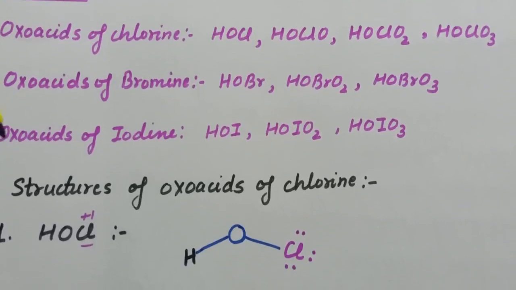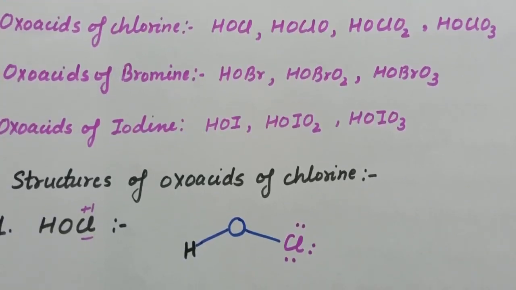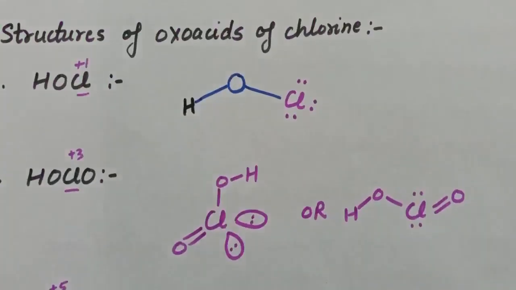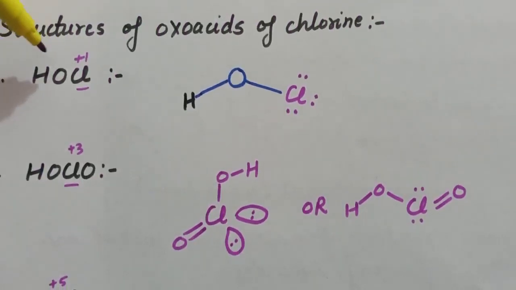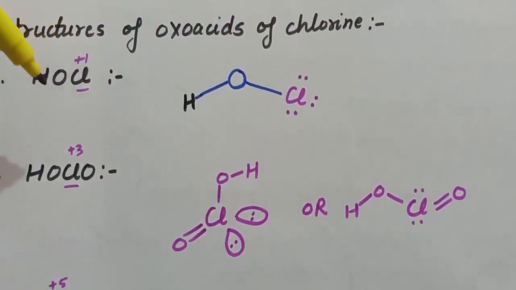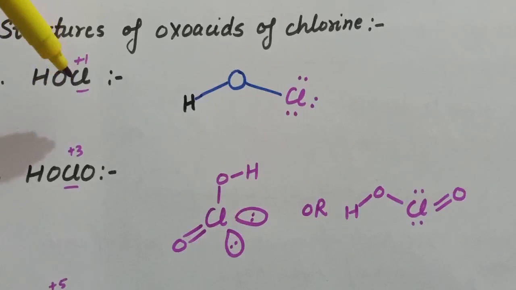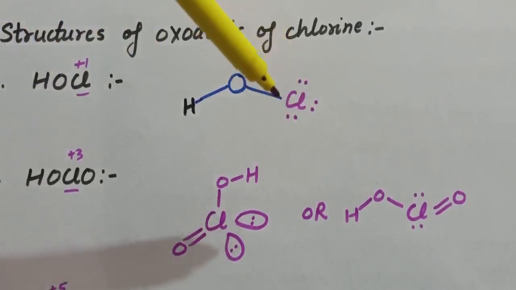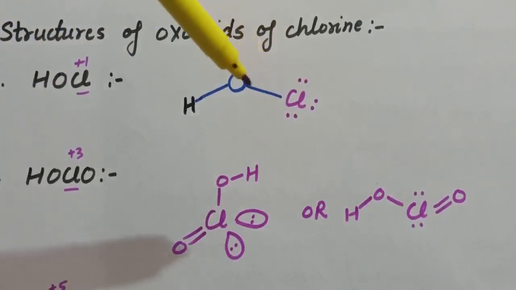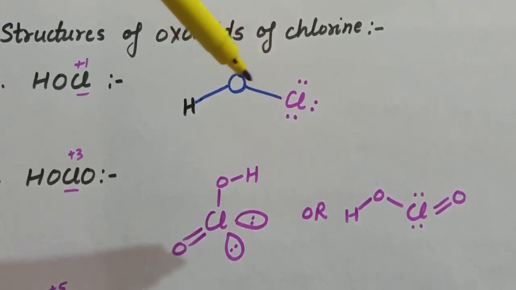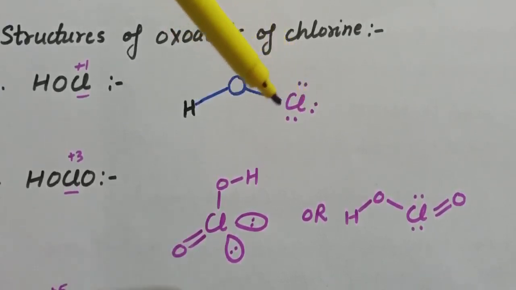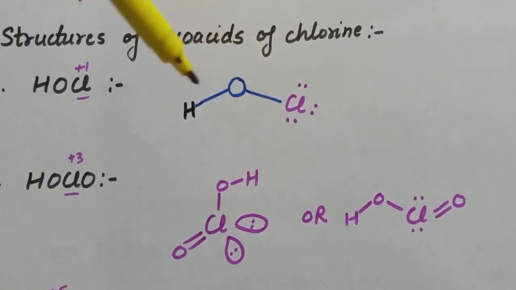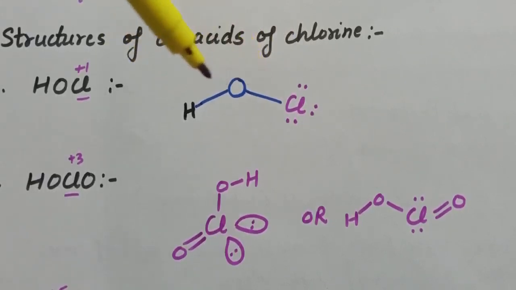Now we will discuss the structure of oxoacids of chlorine. So first is HOCl, that is hypochlorous acid. In this oxoacid, the oxidation number of chlorine is +1 and the structure is: chlorine has 7 valence electrons. So 1 electron it will use for the formation of a bond with oxygen, and 3 lone pairs of electrons are present on chlorine. So this is the structure of HOCl.